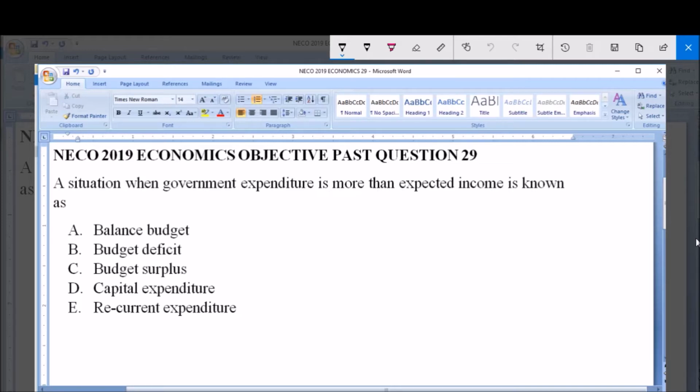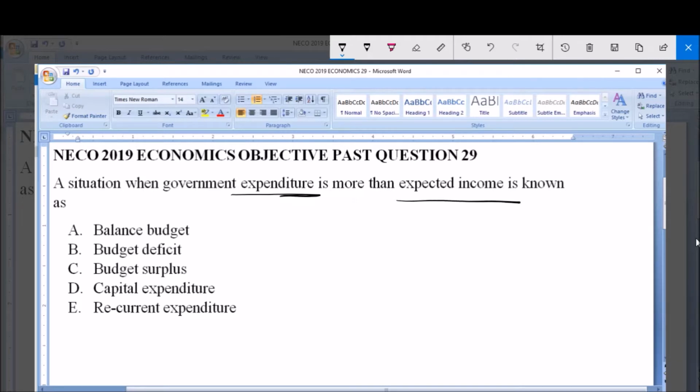A situation when government expenditure is more than expected income is known as A. Balanced budget, B. Budget deficit, C. Budget surplus, D. Capital expenditure, E. Recurrent expenditure. So we will take a look at each of these concepts provided in the options and see which one is best described as when the government expenditure is more than the expected income.